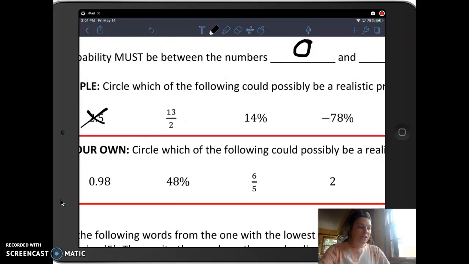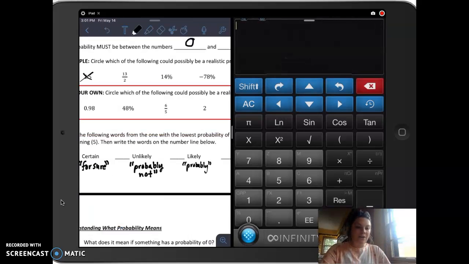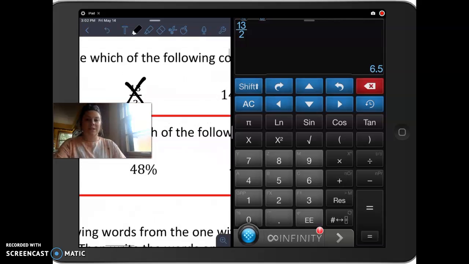This next one, I know that 13 is bigger than 2, so this is going to be a number bigger than 1. If that's a struggle for you and you don't have quite the understanding of percents and decimals as you would like, that's all right. I'm going to show you what you can do. You can put it into your calculator, so 13, and then you can turn it into a fraction using our handy dandy fraction thing, and then you press equal, and it'll show you that it is in fact a number that is bigger than 1, so therefore that could not possibly be a probability.